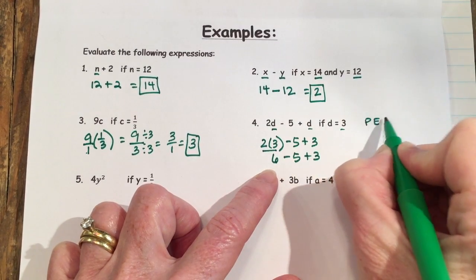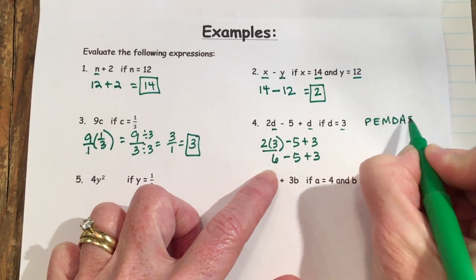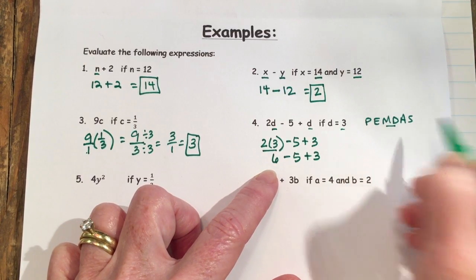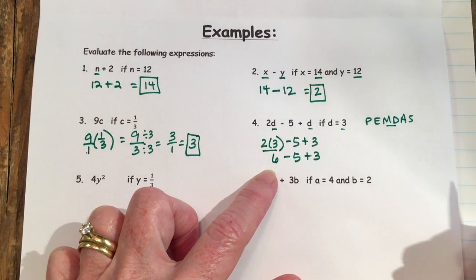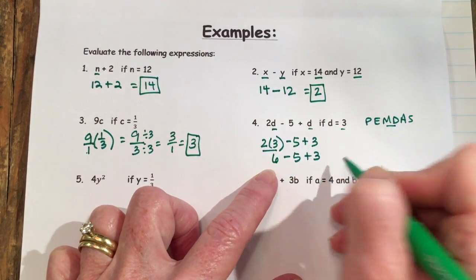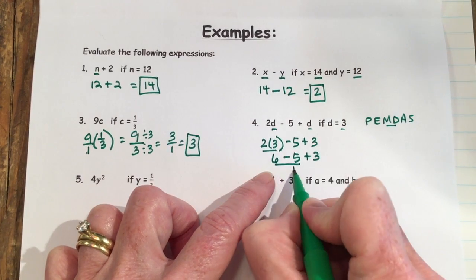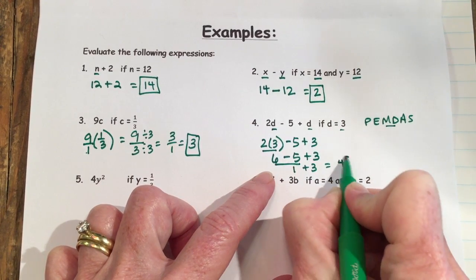After, if I'm looking at PEMDAS, after I do parentheses, exponents, multiply, divide, and then I want to look for add, subtract. Remember, I do those in order, left to right. So I actually need to subtract first. 6 minus 5 is 1, and then add 3 to get 4.